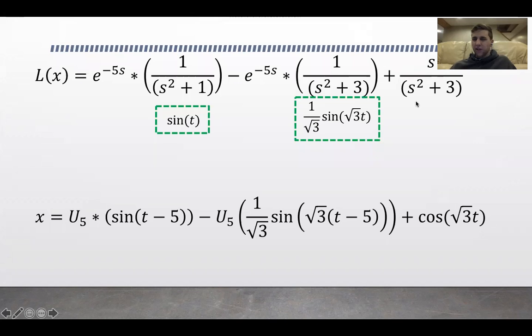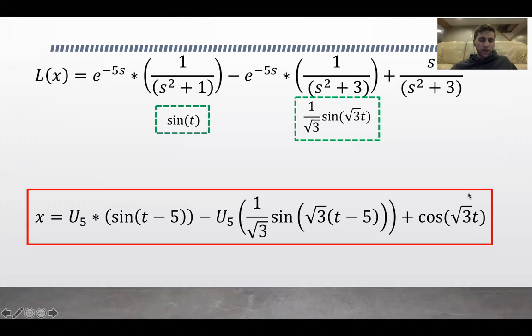And then this last term over here, s over s squared plus 3, becomes cosine of square root of 3 t, because the format for cosine is s over s squared plus a squared. So our a there would have just been square root of 3. So this is our final answer then. This is the x of t function that solves the initial differential equation.